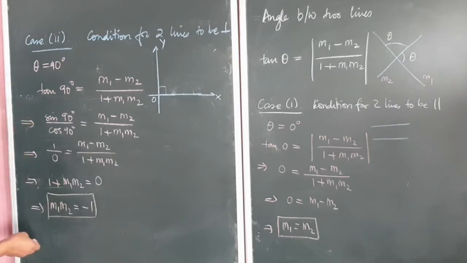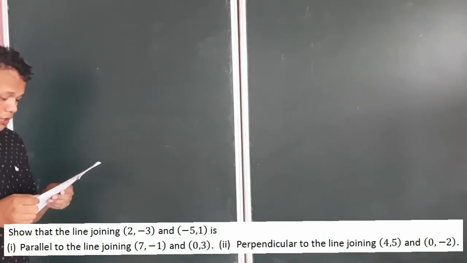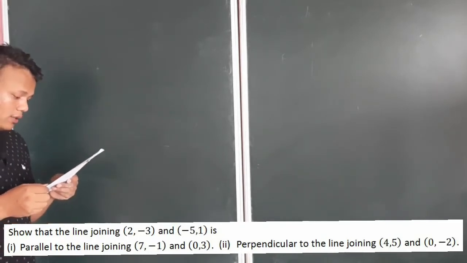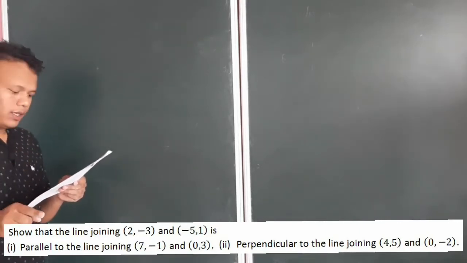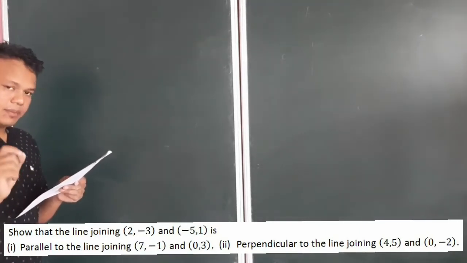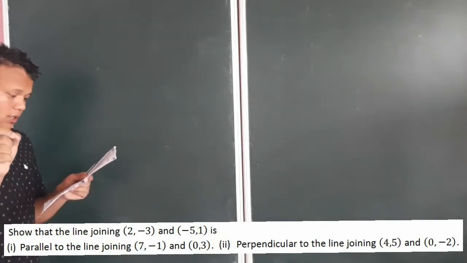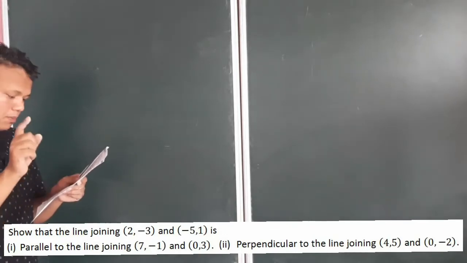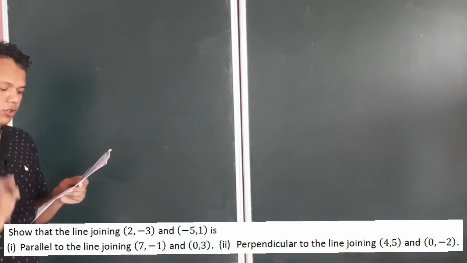If you have understood this much, then we are ready for our problems on exercise 11.4. Let me take the first question. In the question it is said: show that the line joining (2, -3) and (-5, 1) is parallel to the line joining (7, -1) and (0, 3).